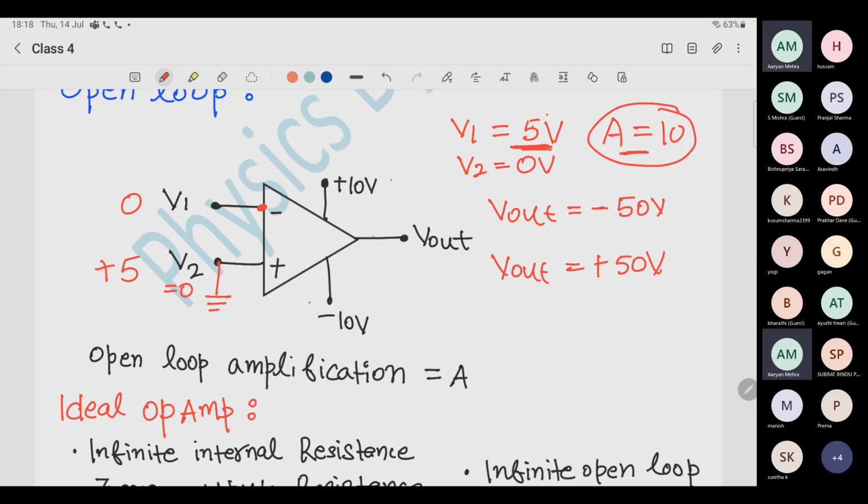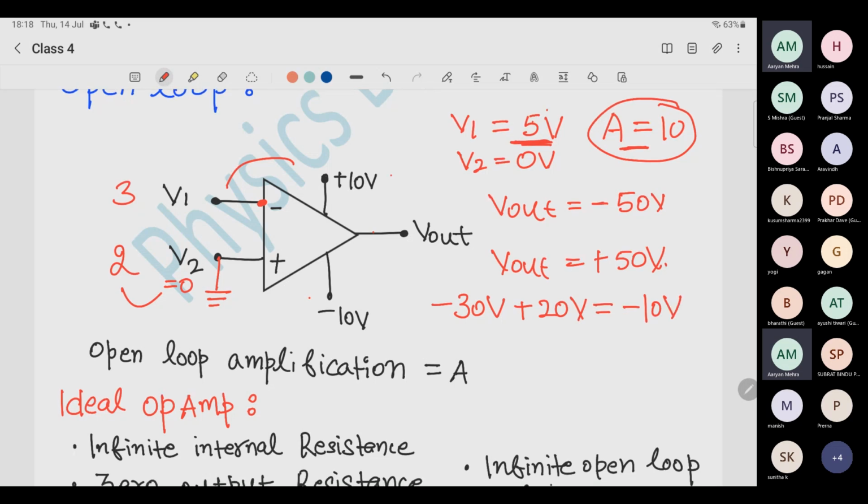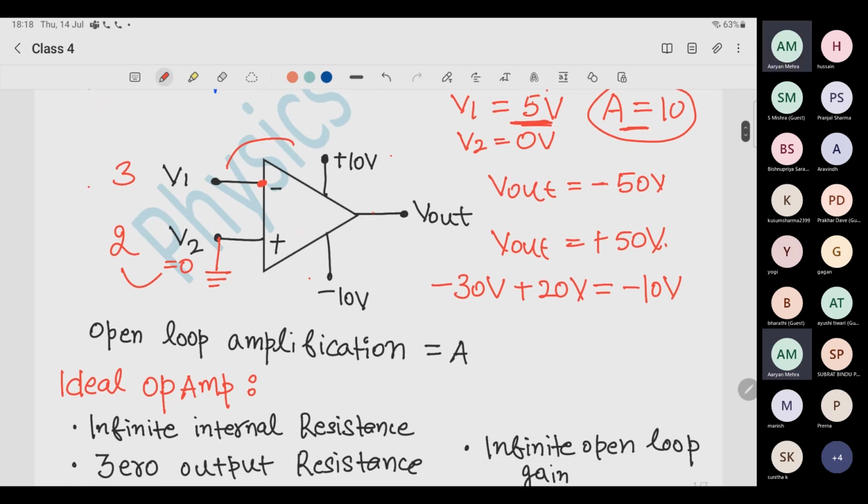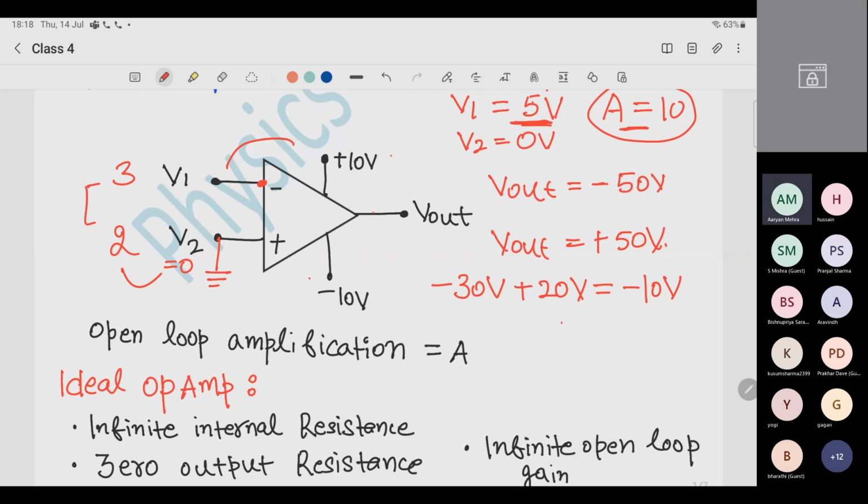Okay. Now the case comes, let's say I put this as 3 volts and this as 2 volts. Now, only because of the inverting terminal, my voltage should be minus 30 volt. And only because of my positive terminal, my voltage should be 20 volt. So my net voltage is minus 10. Or for simplicity, subtract these two. So it is 1, and see which one is bigger. So inverting is bigger, so minus 1. So minus 1 multiplied by 10 gives me minus 10 volt.